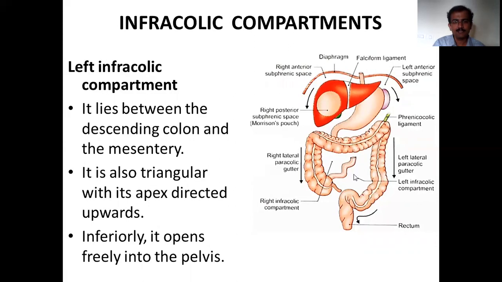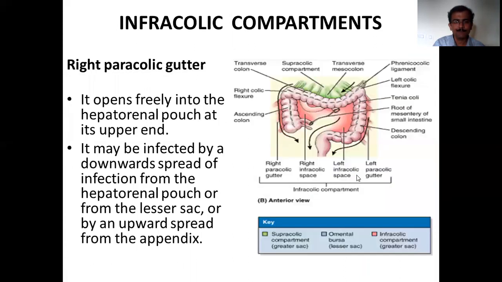The left infracolic compartment is lying between the descending colon and the mesentery and the mesocolon. It's also triangular in shape where the apex is facing upwards, and inferiorly it is freely open into the pelvis or the pelvic cavity. This is the left infracolic compartment.